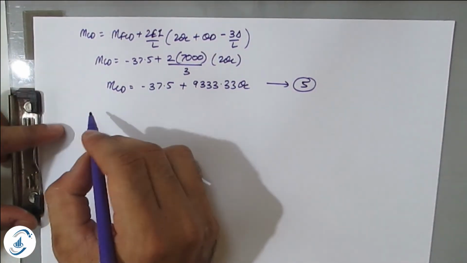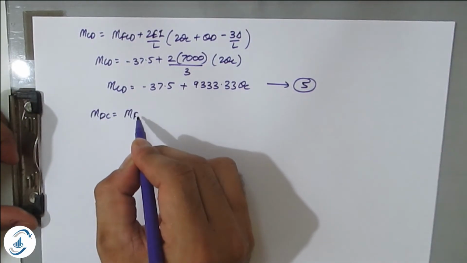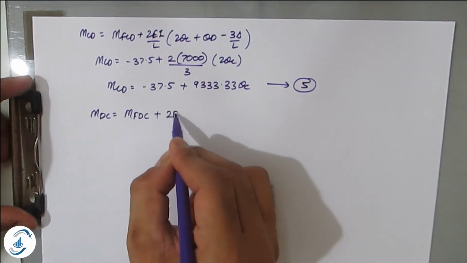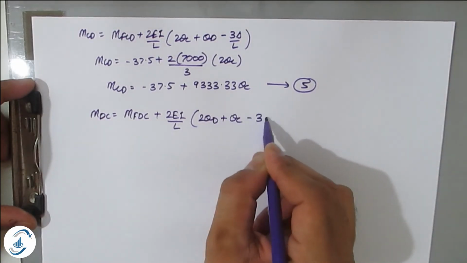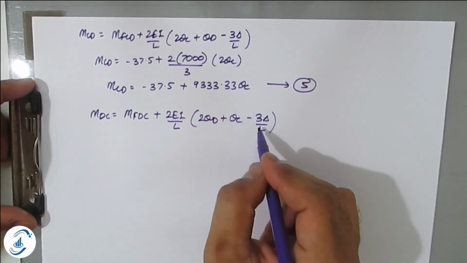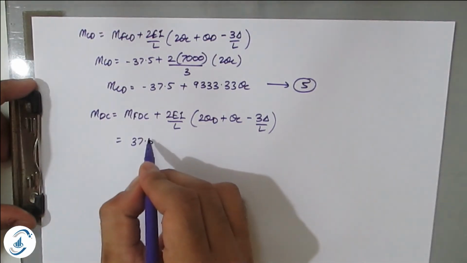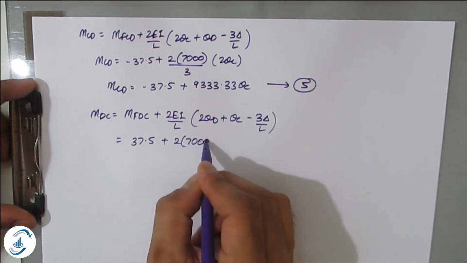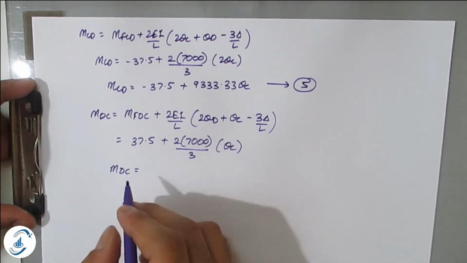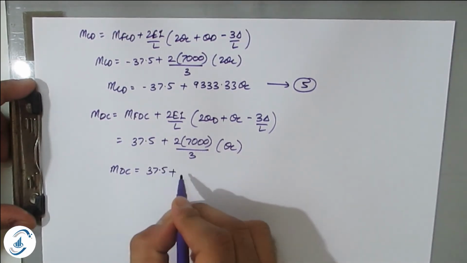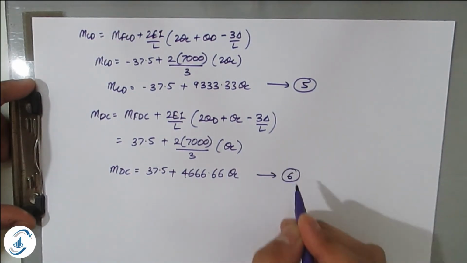So similarly, the last moment equation MDC. MFDC plus 2 EI by L into 2 theta D plus theta C minus 3 delta by L. So these two terms will be 0. So therefore MFDC is 37.5 plus 2 times 7000 divided by 3 into theta C. So MDC equation will be 37.5 plus 4666.66 theta C. So this will be equation number 6.